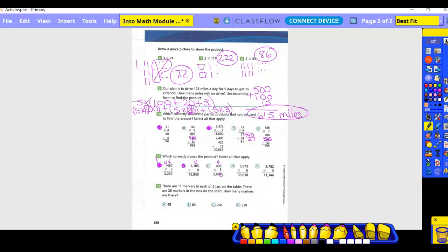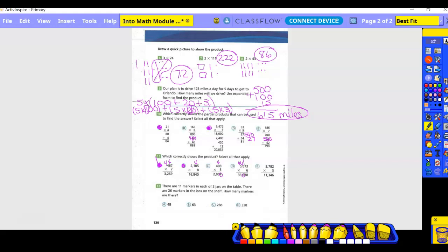3 times 6 is 18. Carry the 1. 6 times 7 is 42 plus 1 is 43. They put the 3, carry the 4. 6 times 6 is 36 plus 4 is 40. So I put a 0 there and put a 4 there. So is that one correct? No. Letter D would not work.